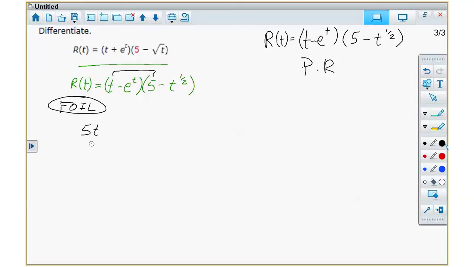t to the 3/2, 5e to the t, and positive e to the t to the 1/2. E to the t. Yep. Sounds funny, but that's it.